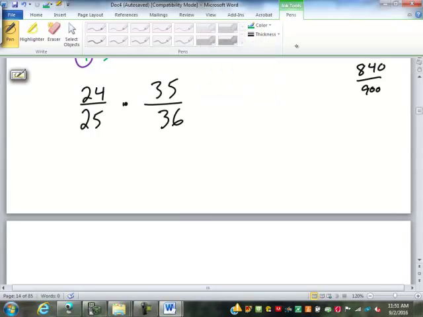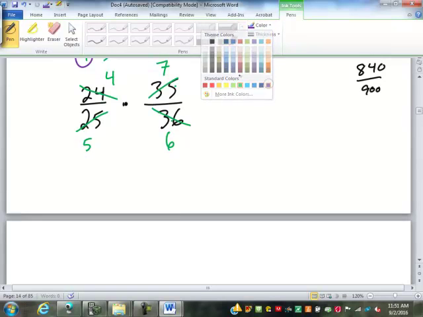But if we look at this, we can see, hey, 25 and 35 can both divide by 5. 25 divided by 5 is 5. 35 divided by 5 is 7. 24 and 36 can both be divided by... There's a lot of possibilities there, isn't there? 6 would work. 24 divided by 6 is 4. 36 divided by 6 is 6.